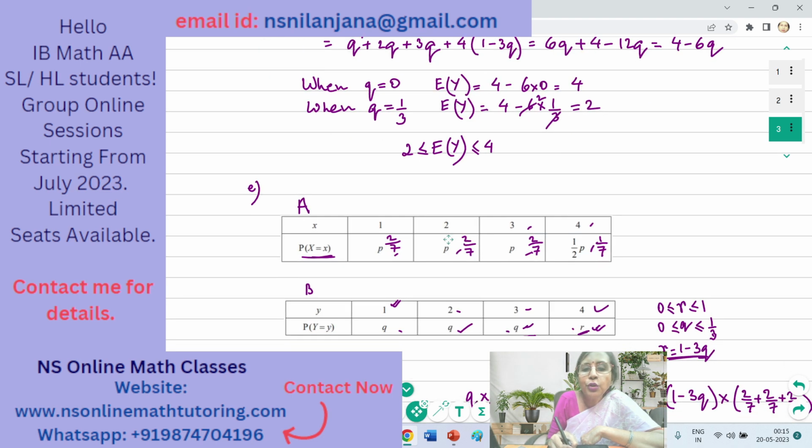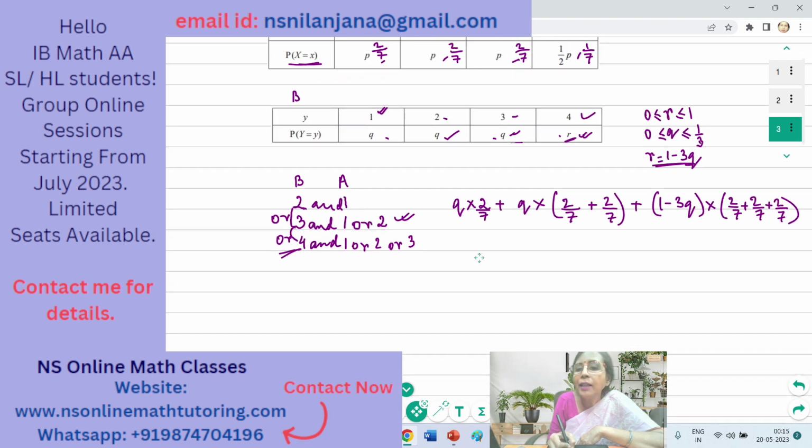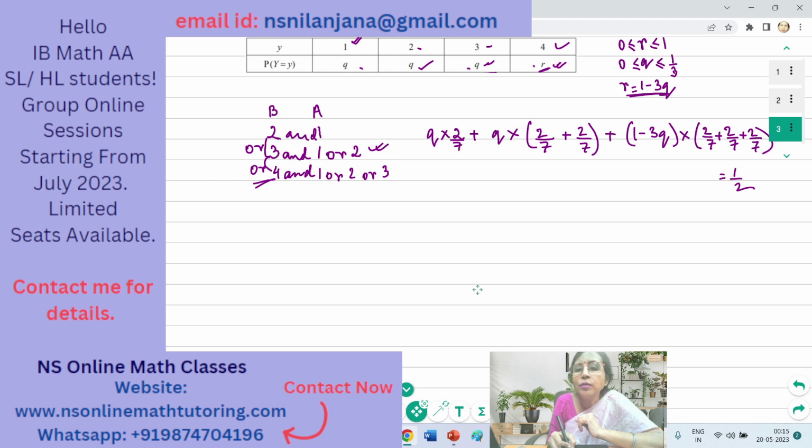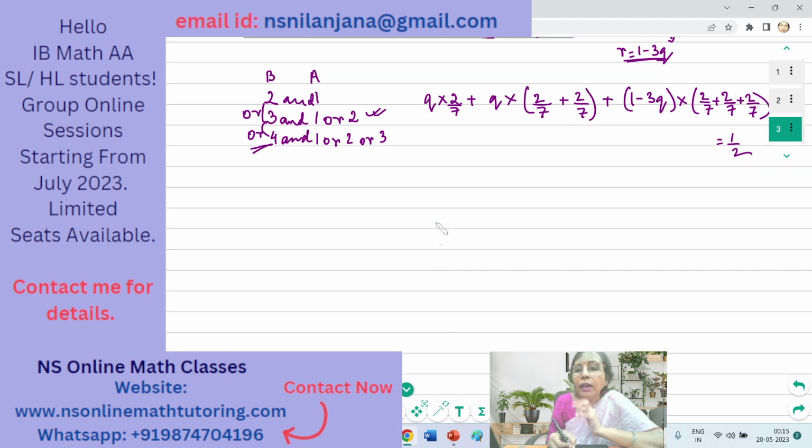Okay, you should be able to frame this equation, because these are the only possible ways in which Barbara can score more than Agnes. So these are the only possible ways, and the sum total will be equal to half. Now from this equation, we have to get the value of Q straight away. We are having only a single variable, so we can get the value of Q.